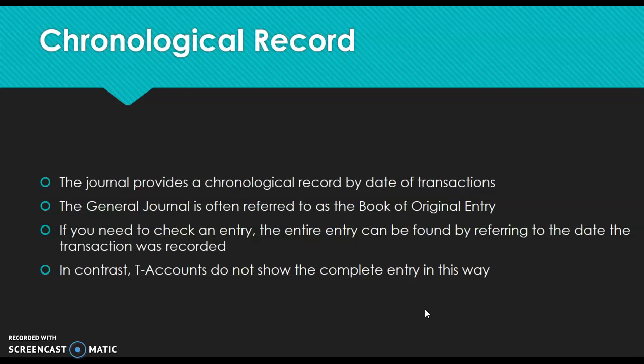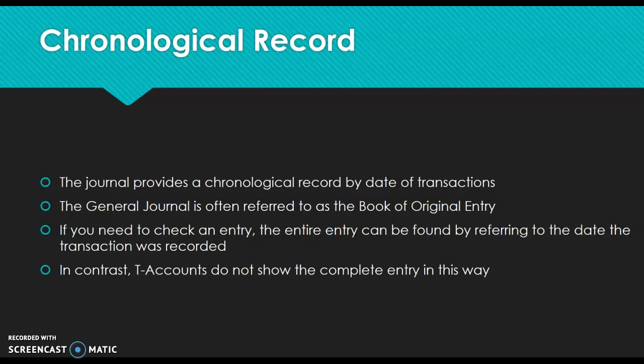So let's talk about a chronological record. The journal provides a chronological record by date of transactions. It's kind of like a diary for the company. The general journal is often referred to as the book of original entry because that's where your accounting takes place. That's where it starts, because you review your source documents like your purchase orders or your invoices, your bills of sale, and you record them in the general journal.